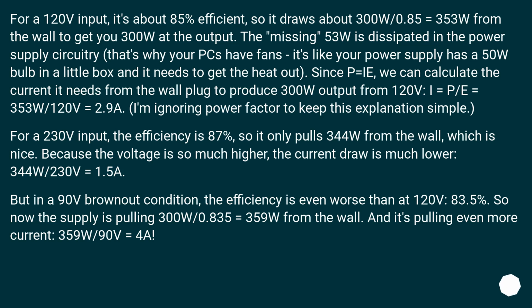Since P equals EA, we can calculate the current it needs from the wall plug to produce 300 W output from 120 V. I equals P/E equals 353 W/120 V equals 2.9A. I'm ignoring power factor to keep this explanation simple.